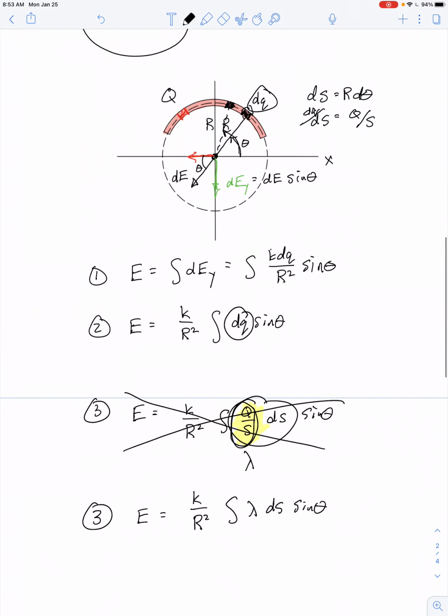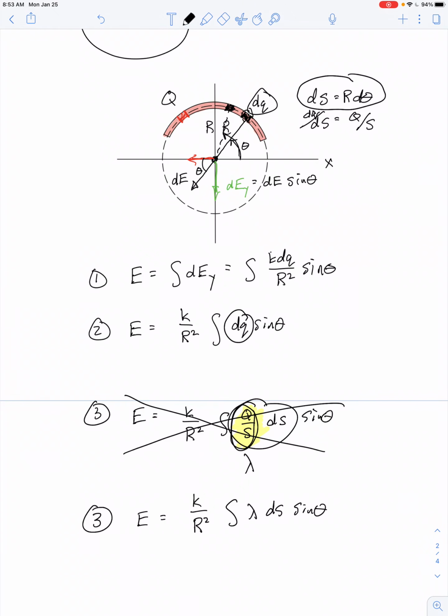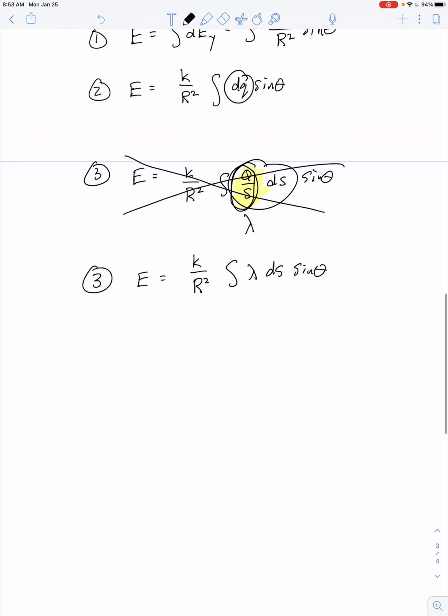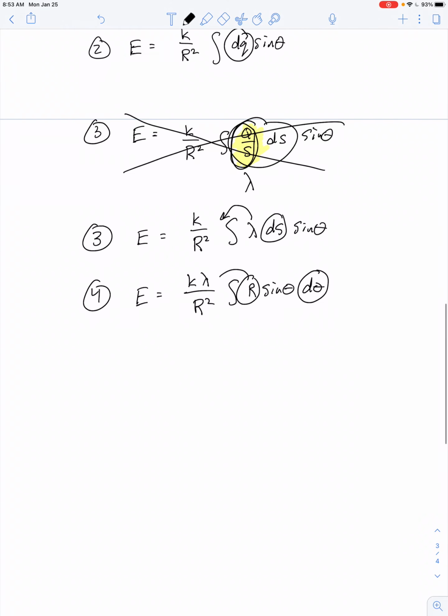Now we need to make another substitution. We still don't have it down to one variable, but this is easy. ds is r d theta. Okay, so our electric field is k lambda over r squared, right, we've pulled the lambda out of the integral, times r sine theta d theta. So we replaced ds with r d theta. And then the r can come out of the integral. So our electric field is k lambda over r times the integral of sine theta d theta.